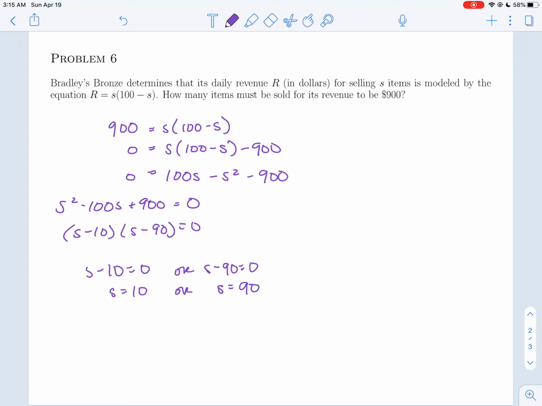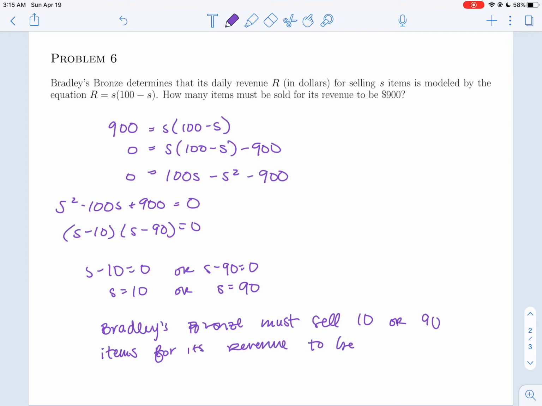So we go back to the context of the problem. Do 10 and 90 both make sense? In this case, they do. We're talking about the number of items to be sold for the revenue to be 900. So they're both positive. I can sell a positive number of items. So we just want to say that Bradley's Bronze must sell 10 or 90 items for its revenue to be $900.